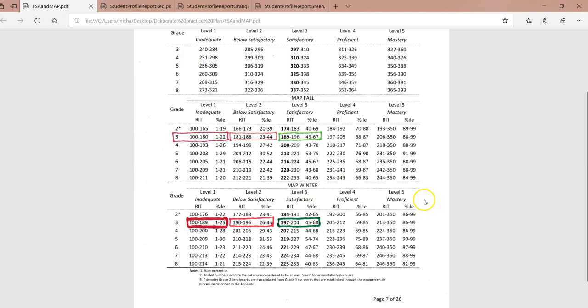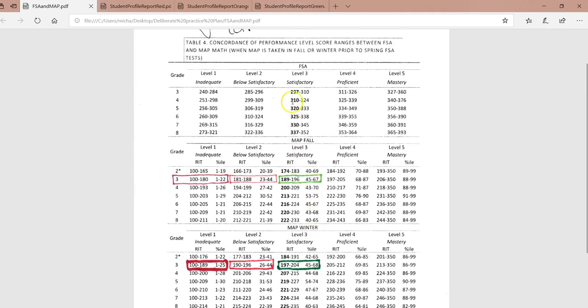Again, we have 5 levels in the FSA. I did not bring up anyone who fell into the level 4 or the level 5 because I wanted to focus on the first 3 levels. Ultimately, in order to be considered on grade level, we want our students to be in this area right here, with a RIT score between 197 and 204, and between the 45th and 68th percentile. This would give the student somewhere between a 297 and a 310 scale score on the FSA, which would be considered satisfactory in terms of math.